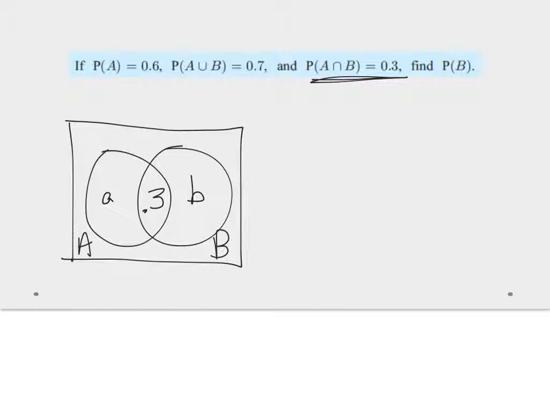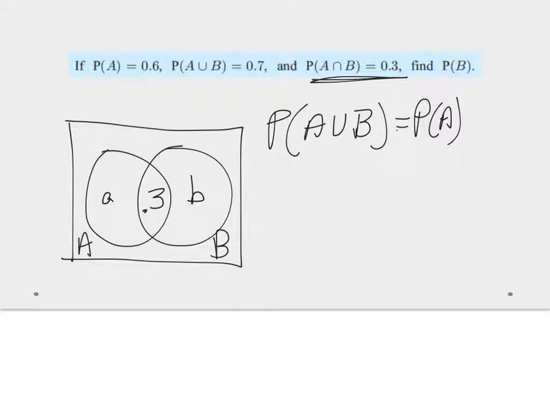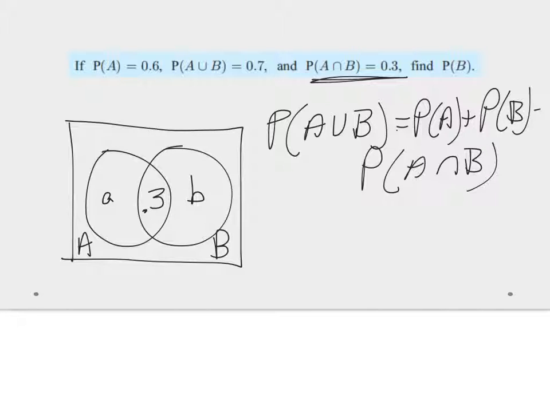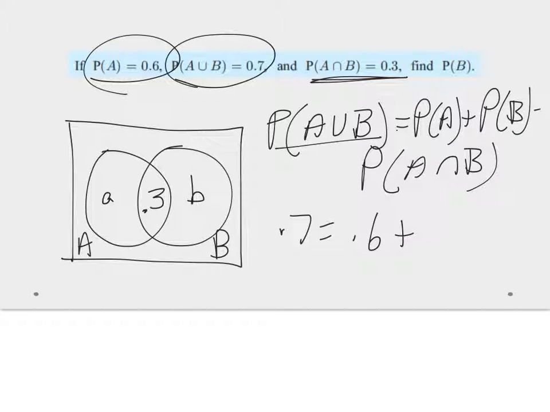And the way we're going to do that is our formula before said the probability of A union B is equal to the probability of A plus the probability of B, and then we're going to subtract the probability of the intersection of A and B. So the probability of A union B right here is 0.7, so I'm going to plug that in. 0.7 equals, and then the probability of A is 0.6, plus the probability of B, which we don't know what that is, I'll call that X for now, minus the probability of A intersects B, which is 0.3.